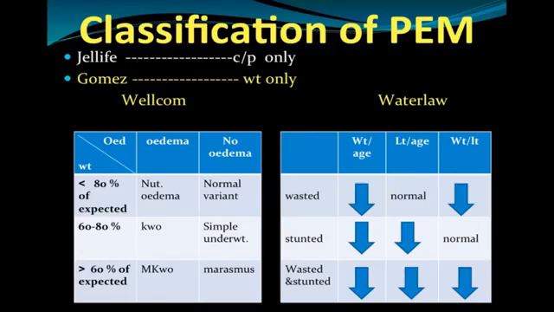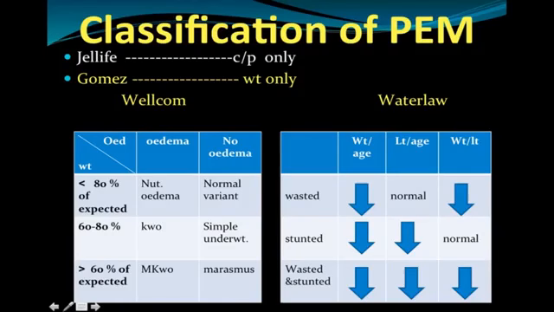Then the most important classification is Wellcome's classification. Wellcome made a merge between what was said by Jelliffe and what was said by Gomez. He classified the malnutrition as shown in the table. First, those whose weight is more than 80% of expected are normal individuals. For those with more than 80% of expected weight, if there is edema, this is considered nutritional edema. If they don't have edema, this is considered a normal variant.